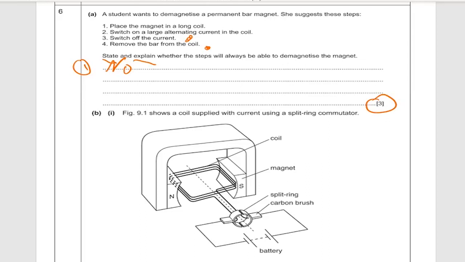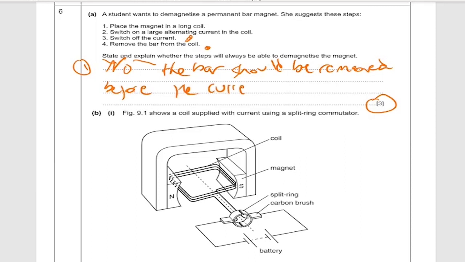Okay, so I've seen it's a state, done that, and I've got to explain. So the issue with this is that kind of the fix, I would just say explain why it wouldn't work, is no, and I would say the bar or the magnet, okay, should be removed before the current is switched off. Okay, so it's kind of no, because these steps aren't the right way around.